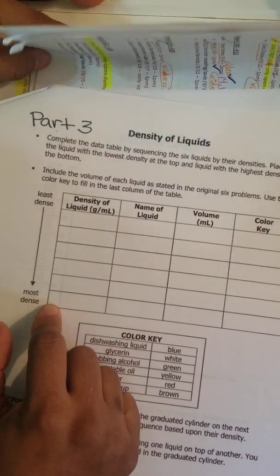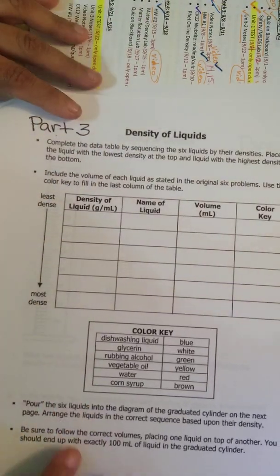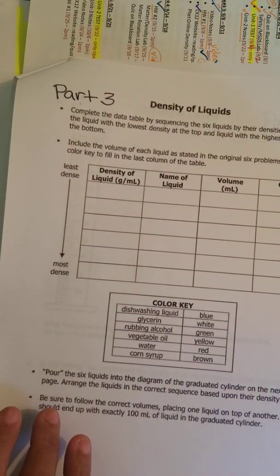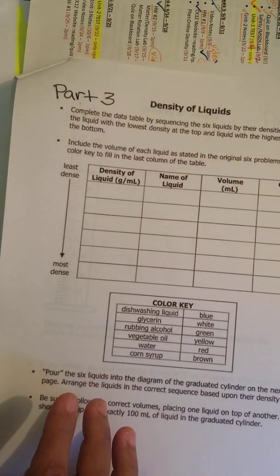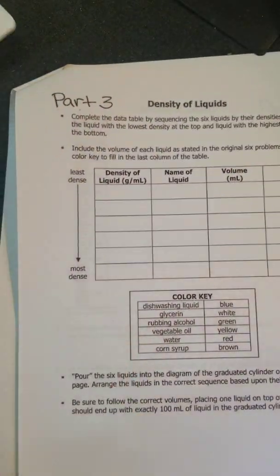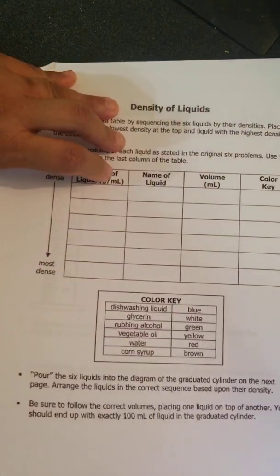Use, it says here, the color key to go ahead and fill in the last column of the table. Okay, so trying to look for something. You're going to go ahead and you're going to fill this in. How do you know what you're going to fill in? Well, once you do those problems on the previous page, then you're going to have the densities for all of them. Where are the densities located? They're located in that little rectangular box that you have, right? Over here.